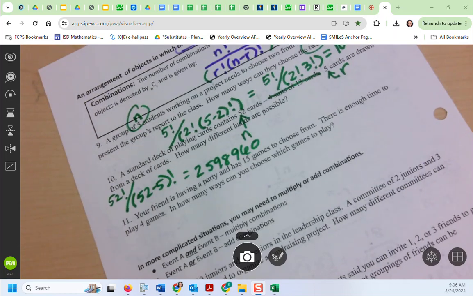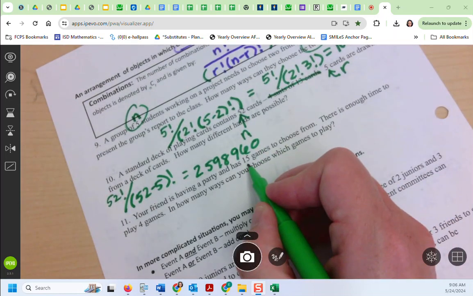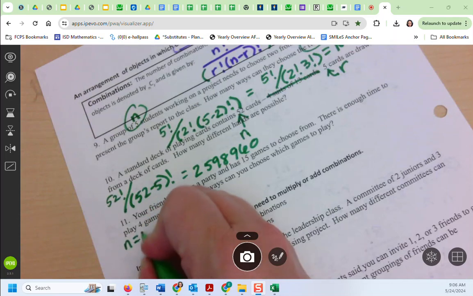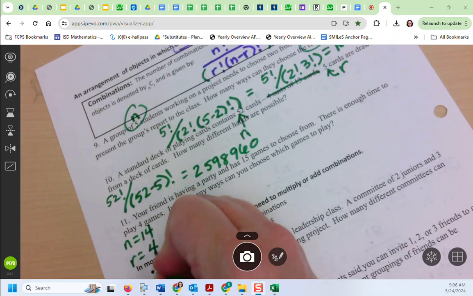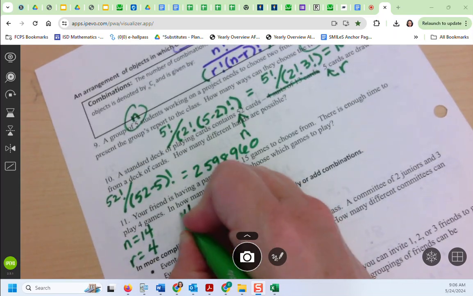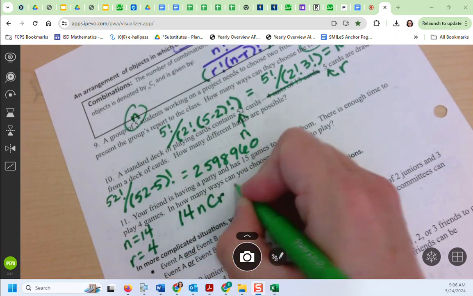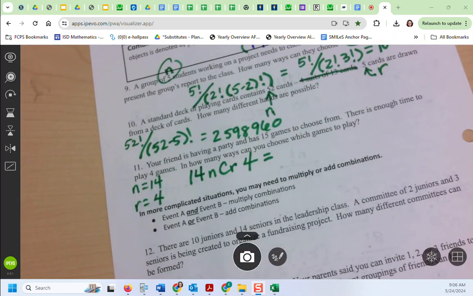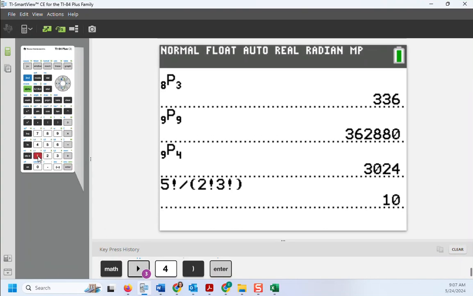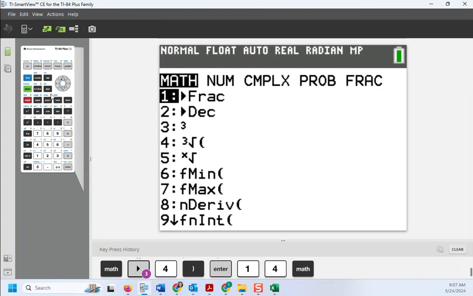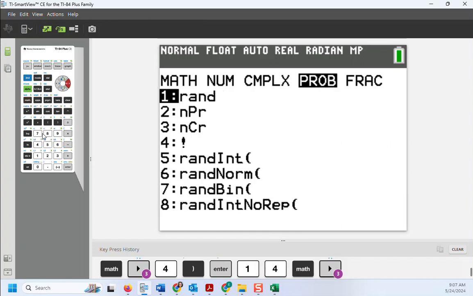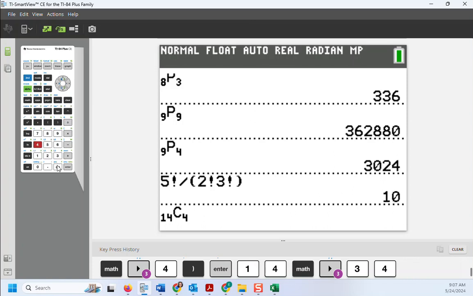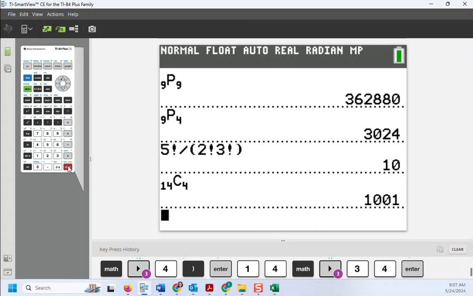It's the NCR formula. So on your calculator, if your N is 15 and your R is 4, then you're going to press 15, and then NCR, and then 4. And that should get you your answer as well. So of course you can use the formula, or you can use the calculator to figure this out. 14 NCR 4, 14, and then math, probability, NCR 4. And I get 1001.